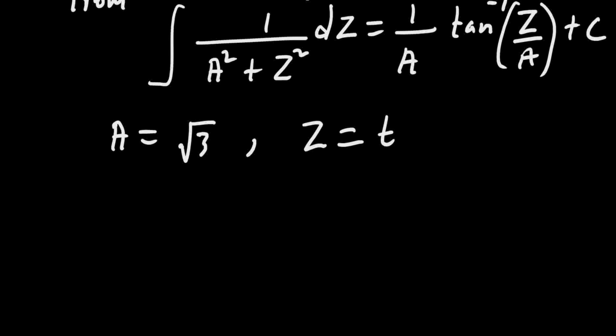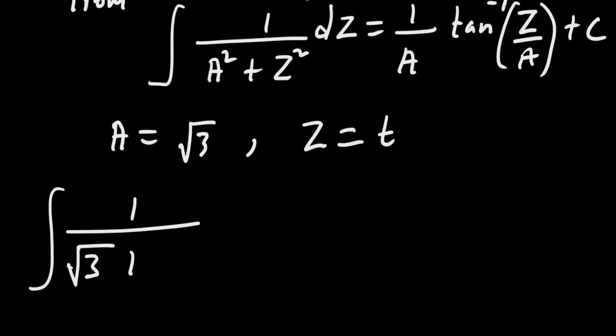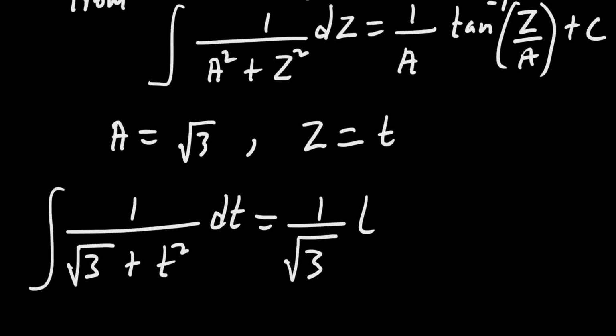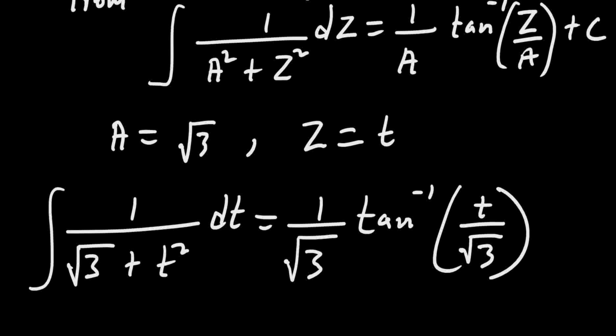Therefore, the integral of 1 over root 3 plus t squared dt will be equal to 1 over root 3, the reciprocal of tan, t over root 3, plus c.